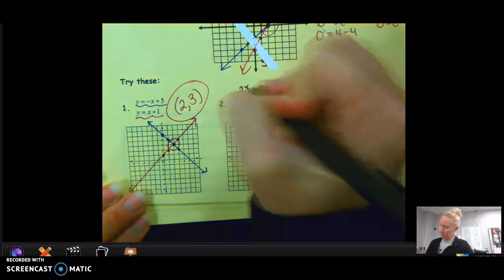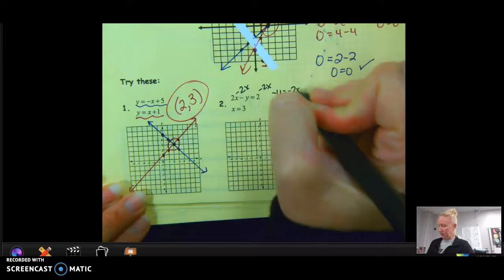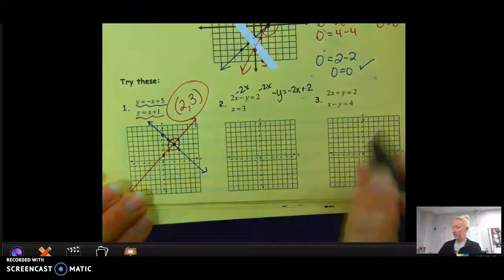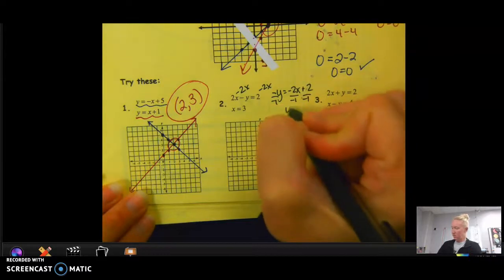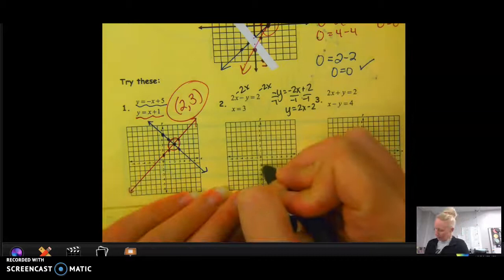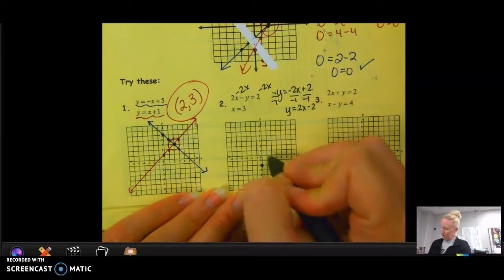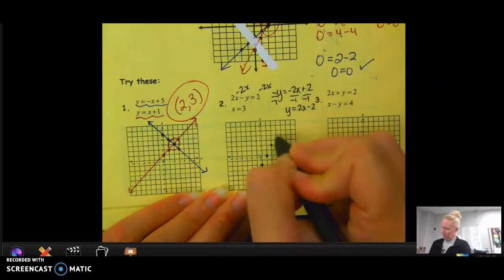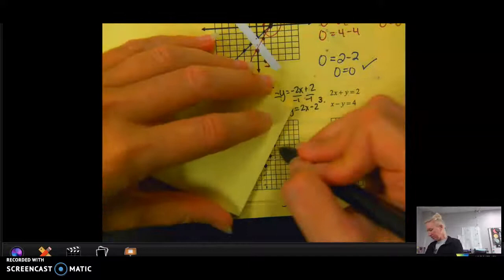All right, next one, I need to move stuff. So minus 2x from both sides. So we get negative y equals negative 2x plus 2. I do not want a negative y, so I'm going to divide by negative 1 everywhere. So I get y equals 2x minus 2. So the y-intercept is down here at negative 2. Slope is 2, so that means up 2 over 1, up 2 over 1. Do that a couple times. Straight edge.